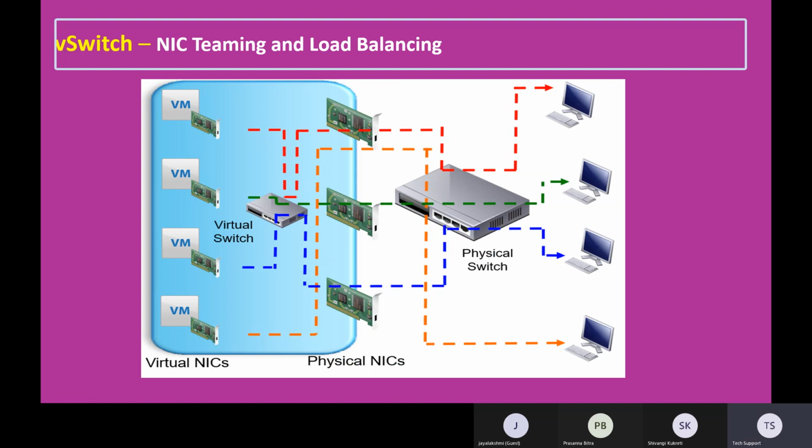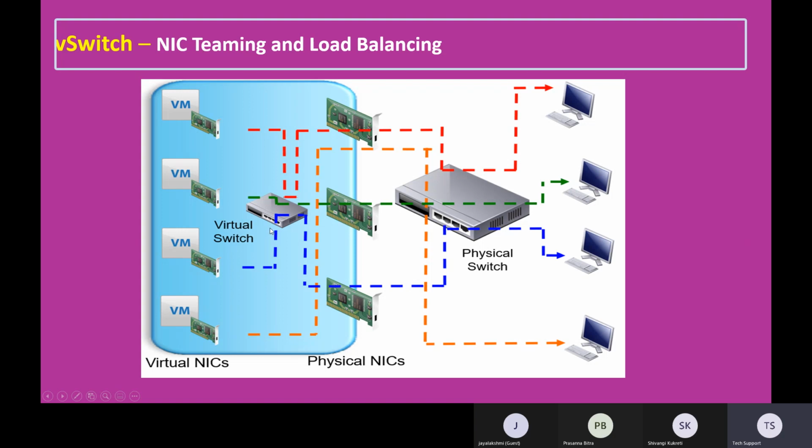This is the complete NIC teaming and load balancing logical view diagram. If you see the logical diagram, on the left side I mentioned the virtual NICs. We have four virtual machines. Each virtual machine has one virtual NIC card. And how will all these virtual machines connect? They will connect to the virtual switch only. So all are connected to the virtual switch.